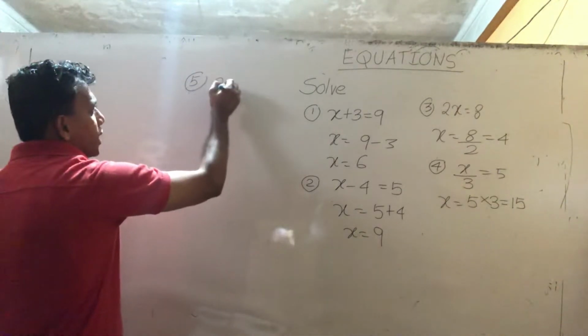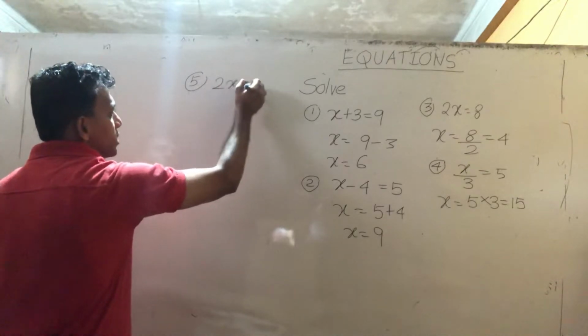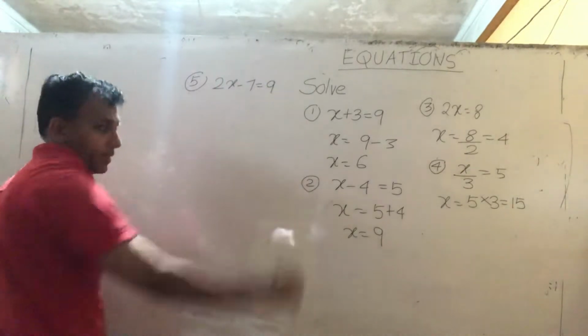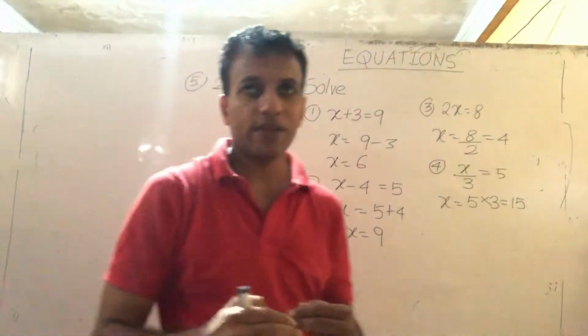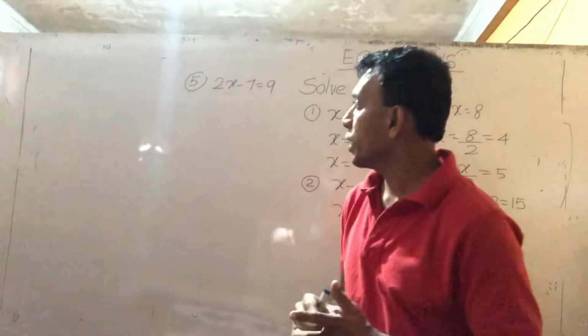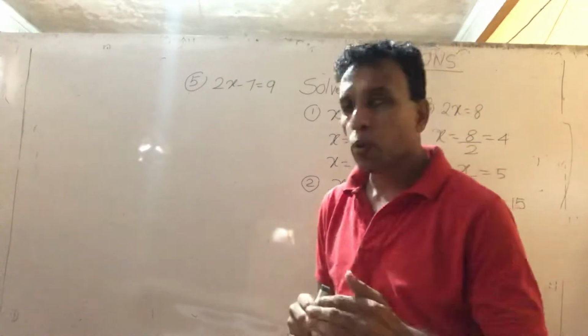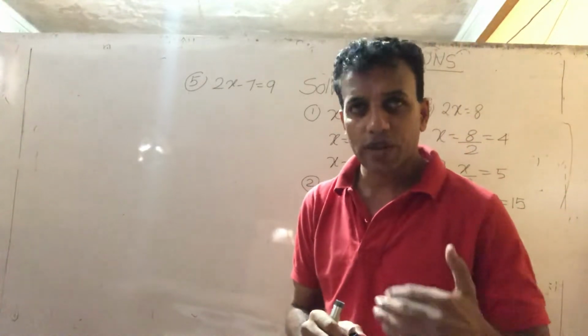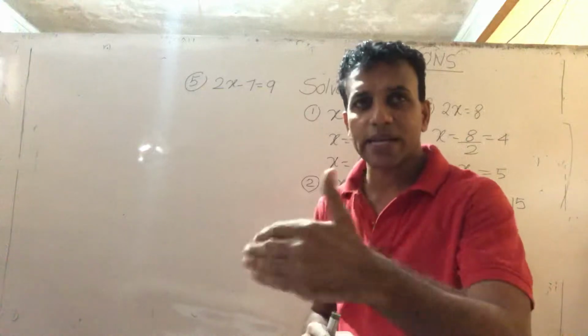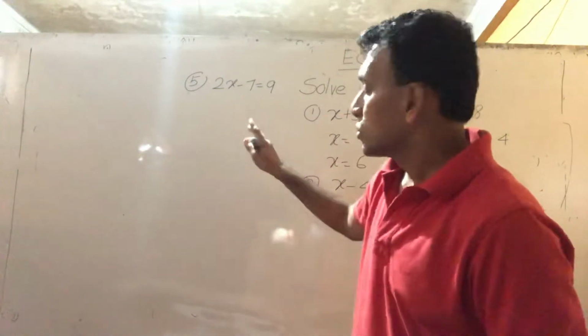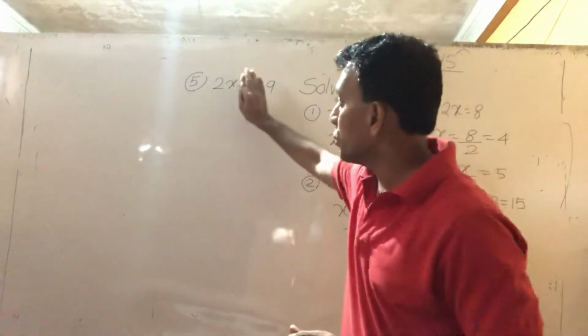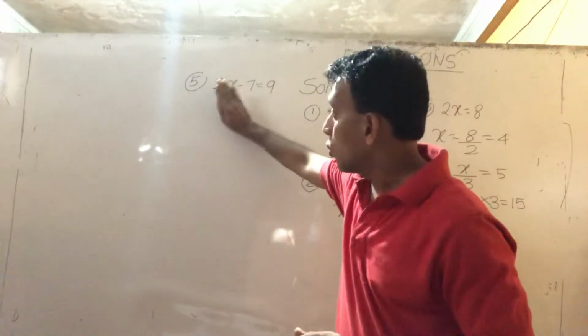I say 2x minus 7 equal 9. So a little bit we go ahead. Find the x value. 2x minus 7 equal to 9. So here I am showing not like the primary method straightly, but we use in the advanced grade 9, 10 secondary level, right? So to find the x value, you have to remove the minus 7, also remove the 2.